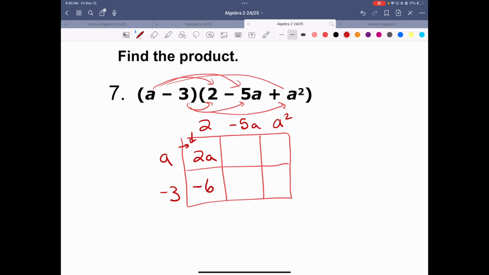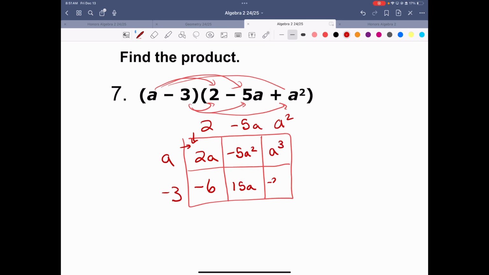Now I'm going to go to the second column. So a times -5a is -5a squared. -3 times -5 is 15, so that's 15a. Does everybody see what I'm doing? So a times a squared for our last column is a cubed. -3 times a squared is -3a squared. So now I've got my whole box filled in.